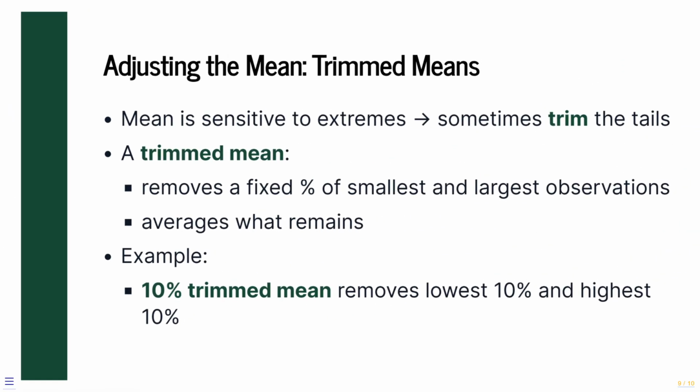Because of its sensitivity to extremes, the mean is sometimes modified to reduce the influence of outliers. The trimmed mean removes a fixed percentage of the smallest and largest observations before computing the average. For example, a 10% trimmed mean drops the lowest 10% and highest 10% of values, then averages the remaining data. This approach provides a compromise. It retains much of the information used by the mean while reducing the impact of extreme values.